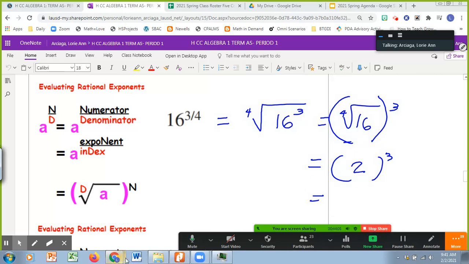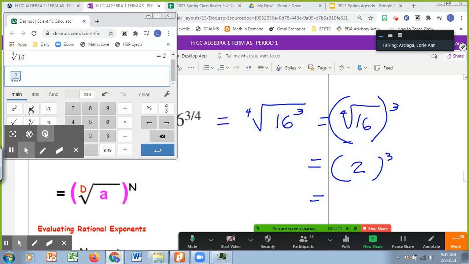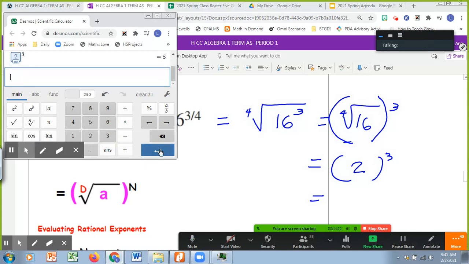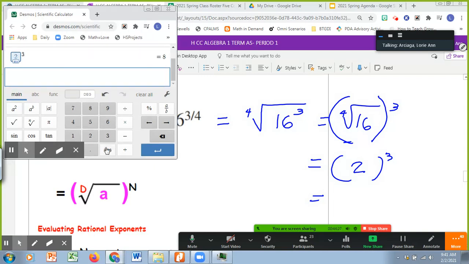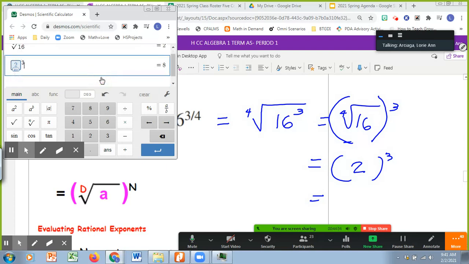Let me illustrate that in the calculator as well. Okay, so I get the fourth root of 16. There you go. Okay. And then after that, you can do answer and then to the third power. There you go. Did you see how I did it? If you click answer, it will enter the last answer that you did.